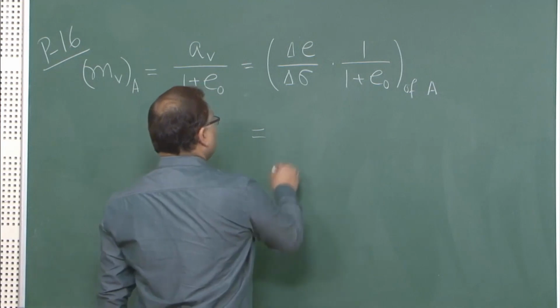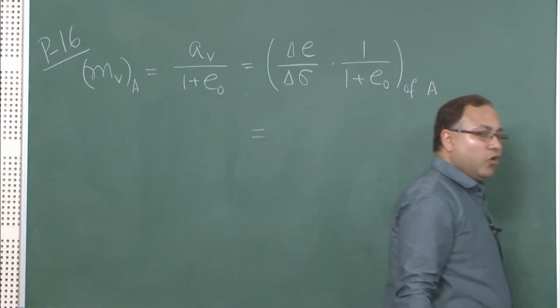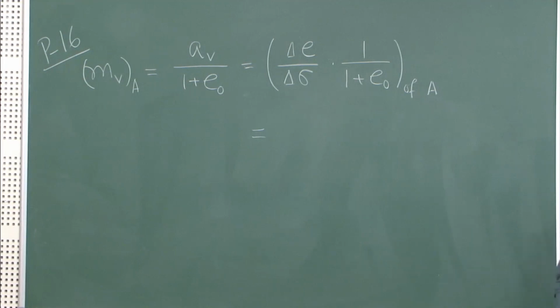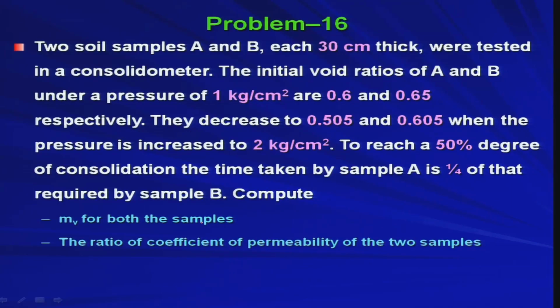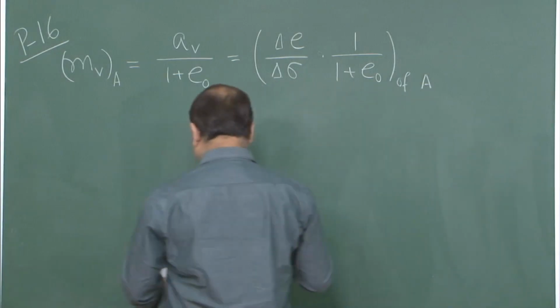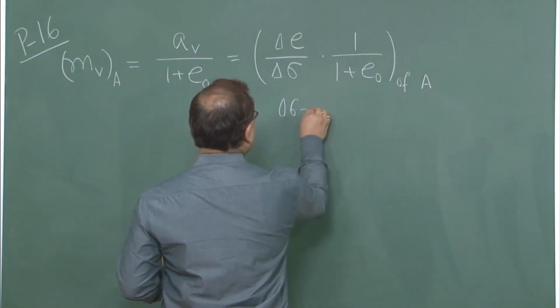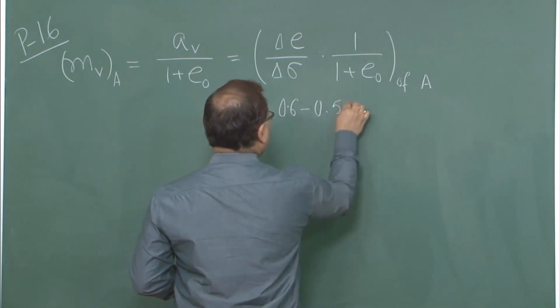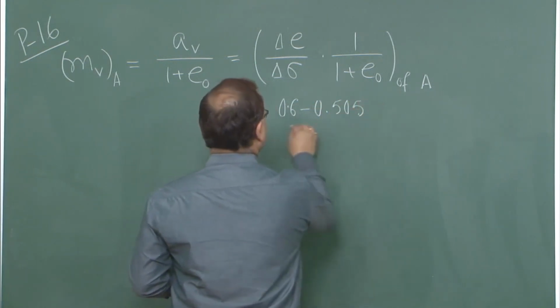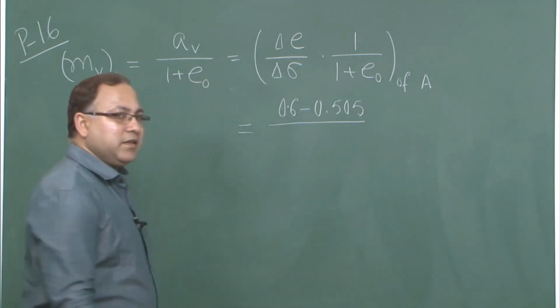In the problem, what is delta E? If you go back to the problem, the initial void ratio of sample A was 0.6 when your pressure was 1 kg per centimeter square. Now, if you increase the pressure to 2 kg per centimeter square, then the void ratio decreases to 0.505. That means delta E is nothing but 0.6 minus 0.505.